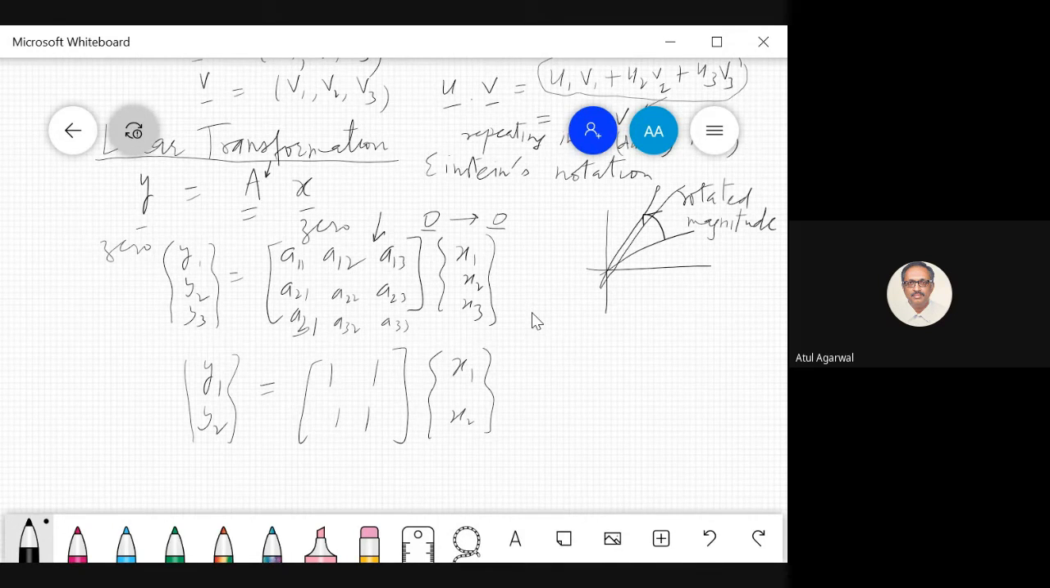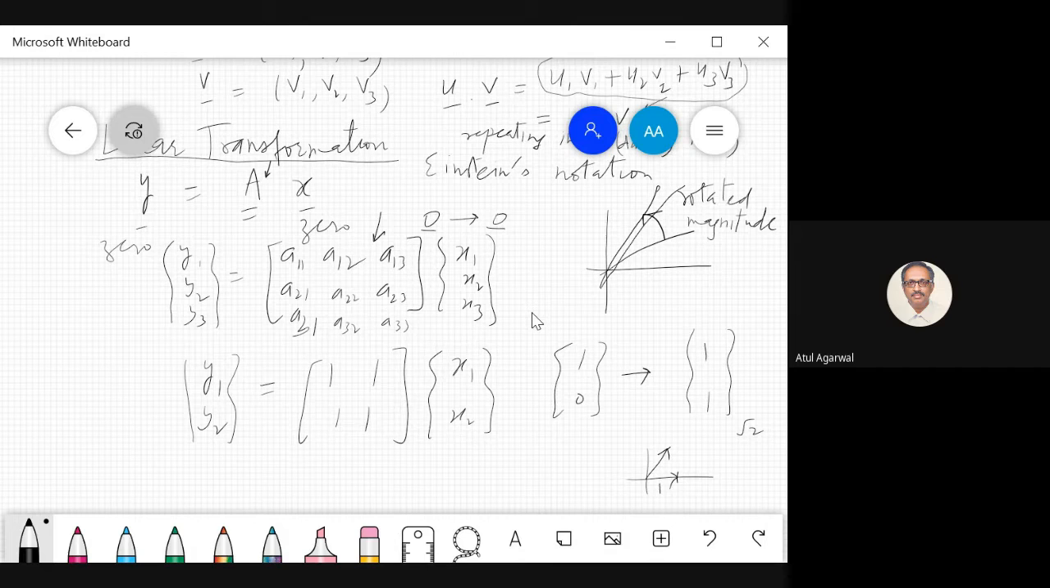So if I take a vector (1, 0), what is the answer? It will get mapped to what? You see, you had a vector which was along the x-axis. Now you have rotated it. You have also changed the magnitude. Its magnitude is root 2. Earlier it was 1, and you have also rotated it.